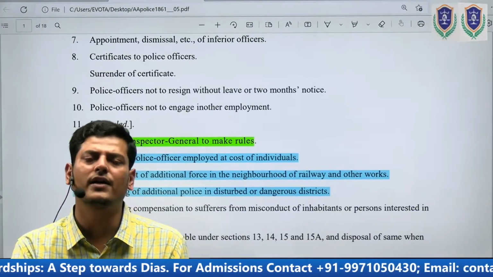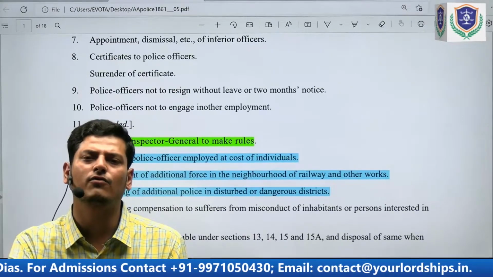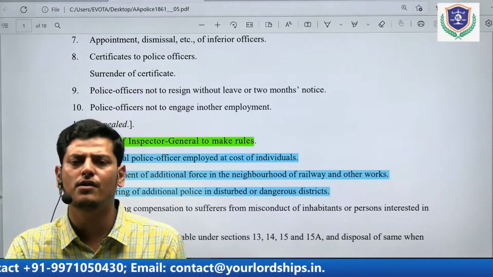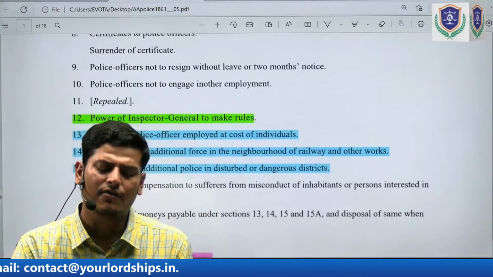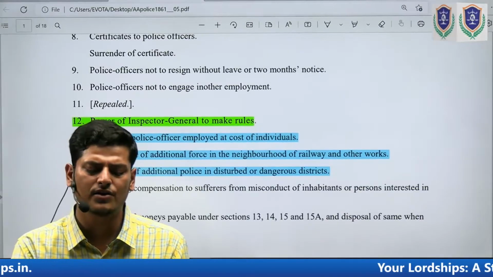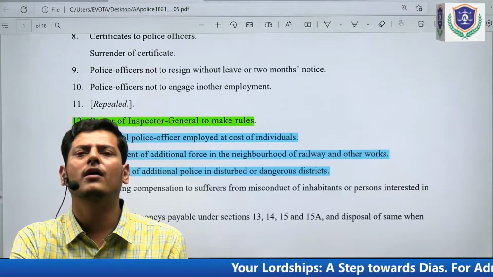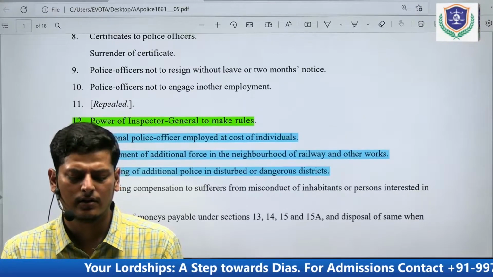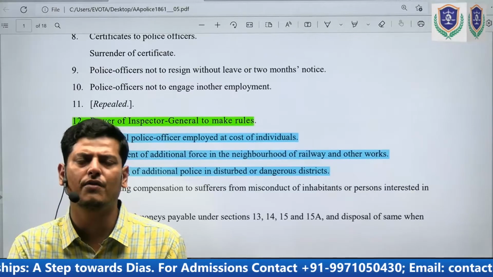Also, the certificate to every police officer is given by the Director General under the seal of the Director General, and he is required to surrender the certificate when he ceases to be in the police force. Similarly, if any police officer wants to engage in any other employment under Section 10, he can take permission from the Director General. Otherwise, a police officer is duty bound not to engage in any other employment. Police officer has to take leave from the district superintendent. This is given under Section 9.